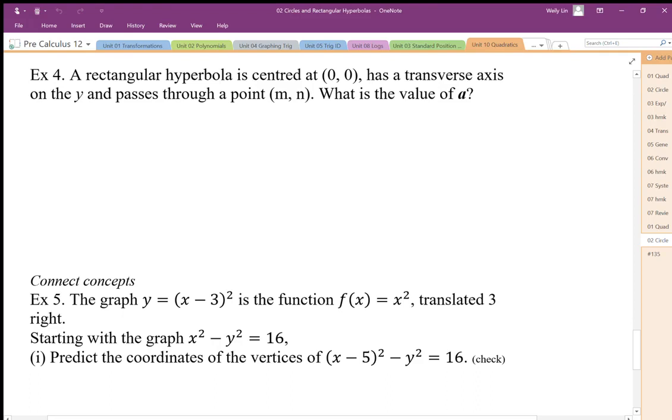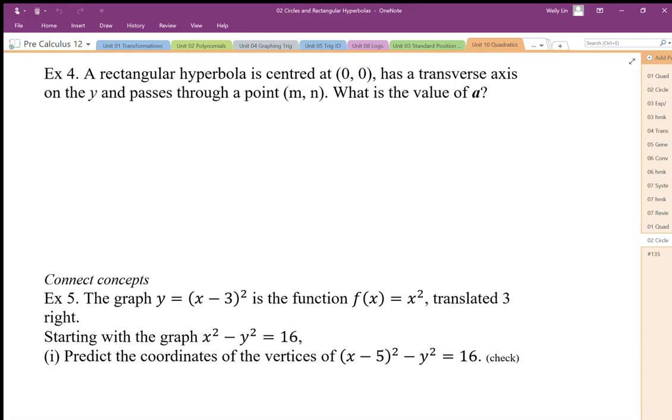Here I have a rectangular hyperbola. The transverse axis is y in this case. So there's my rectangular hyperbola, meaning I have asymptotes at plus minus 1. And transverse y means the hyperbola lies along this axis like this.